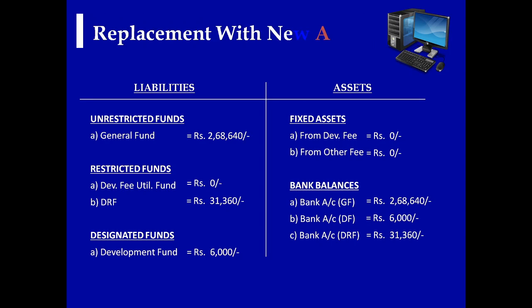So this is what the balance sheet looked like when we had disposed of the asset. We are standing at a 0 development fee utilization fund and development fee asset schedule, and my DRF bank account holds 31,360 rupees. As soon as we purchase the asset of 30,000 rupees from the DRF bank account, and you write a check from the DRF bank account, it's going to reduce by 30,000, and the final bank account balance is going to come down to 1,360 rupees. Now the DRF fund is also going to come down to 1,360, similar to the value in the bank account.